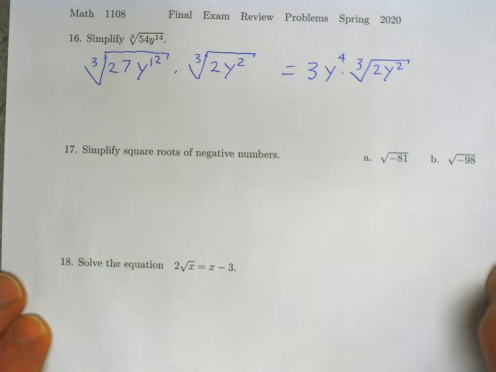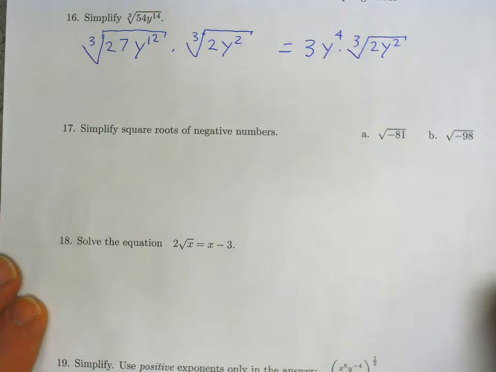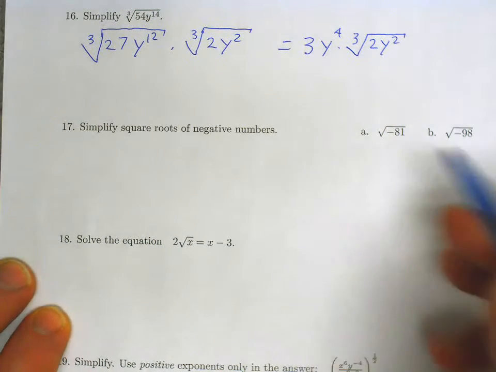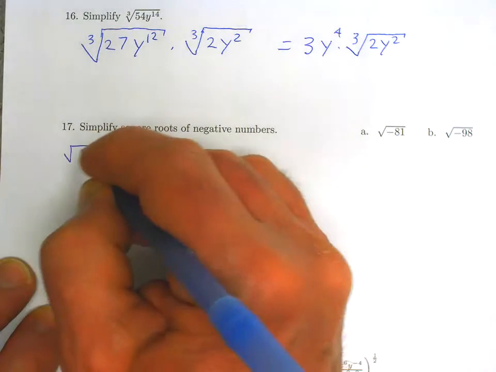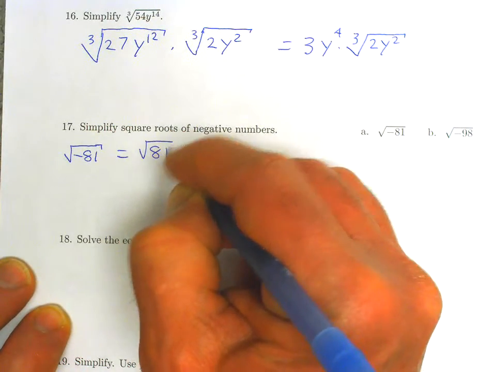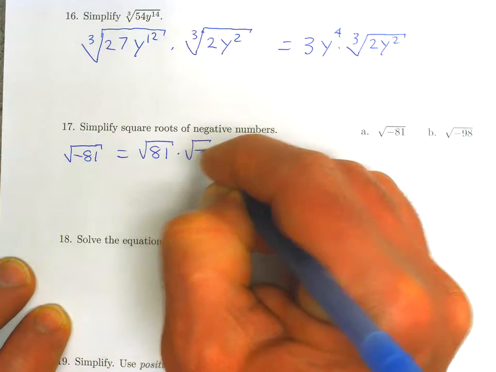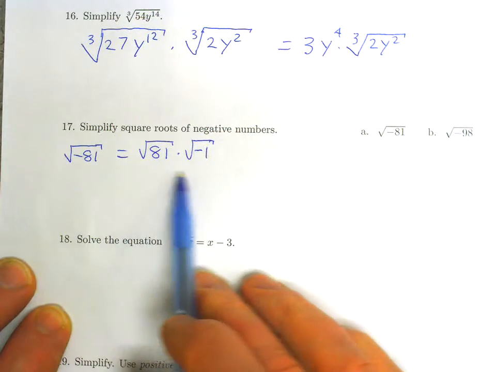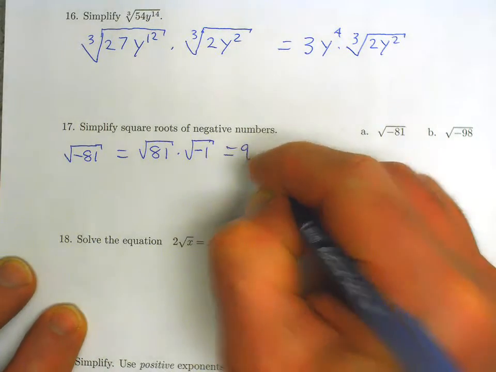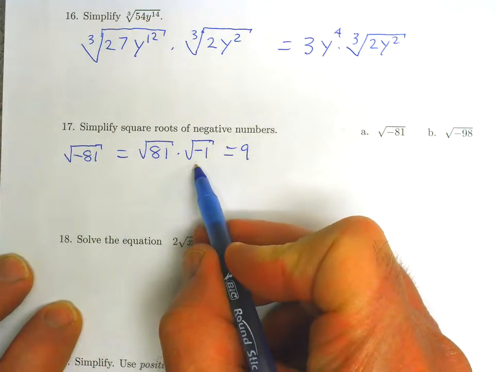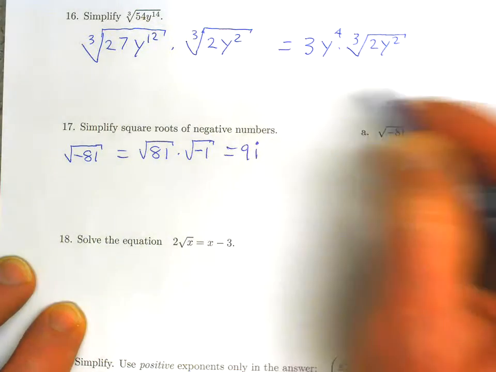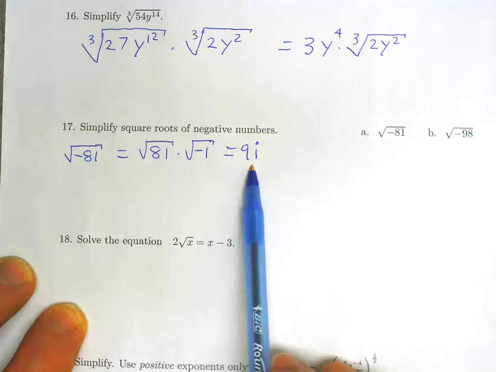Okay, the next problem, number 17: simplify the square roots of the negative numbers. The square root of negative 81, we think of that as the square root of 81 times the square root of negative 1. The square root of 81 simplifies to 9, and then we replace the square root of negative 1 with the letter i. So that's the answer to part A.